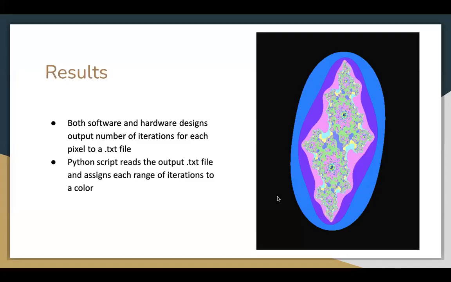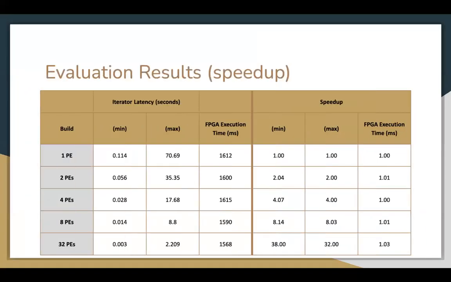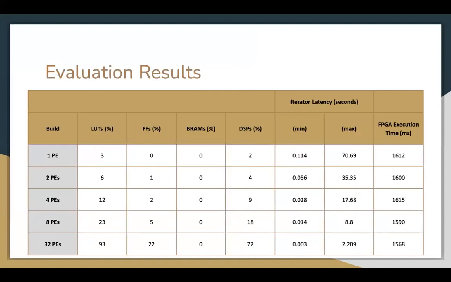And now going back to our evaluation results. The evaluation results show a trend of iterator latency and resource utilization for different numbers of PEs. As the number of PEs increased from 1 to 32, there is a significant reduction in both minimum and maximum iterator latency, which indicates increased computational efficiency. The resource utilization also shows a proportional increase with the number of PEs.